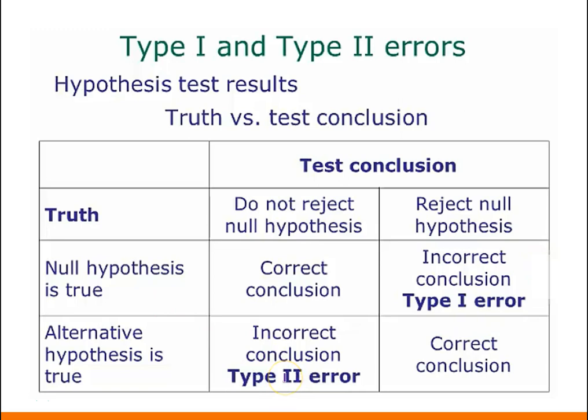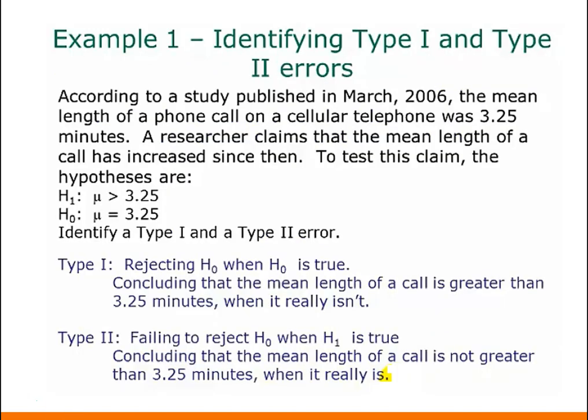A type 2 error is the other way around. So this is when we do not reject the null hypothesis and the alternative hypothesis is actually the true one. So this would be if we didn't find sufficient evidence to support our claim, but our claim was actually true. So let's look at identifying some type 1 and type 2 errors.